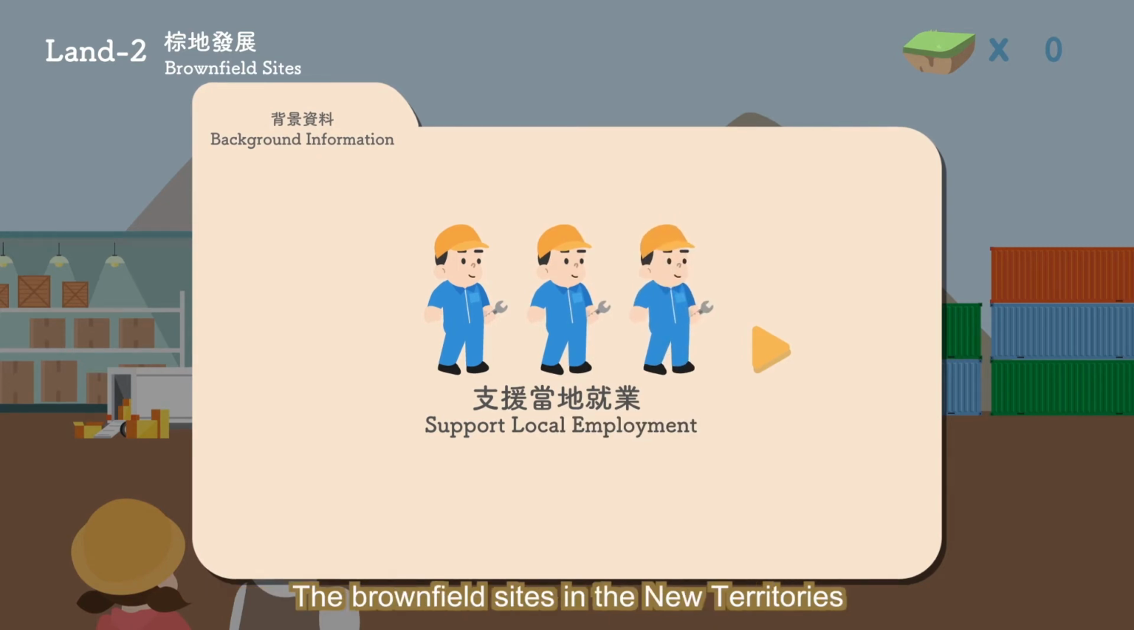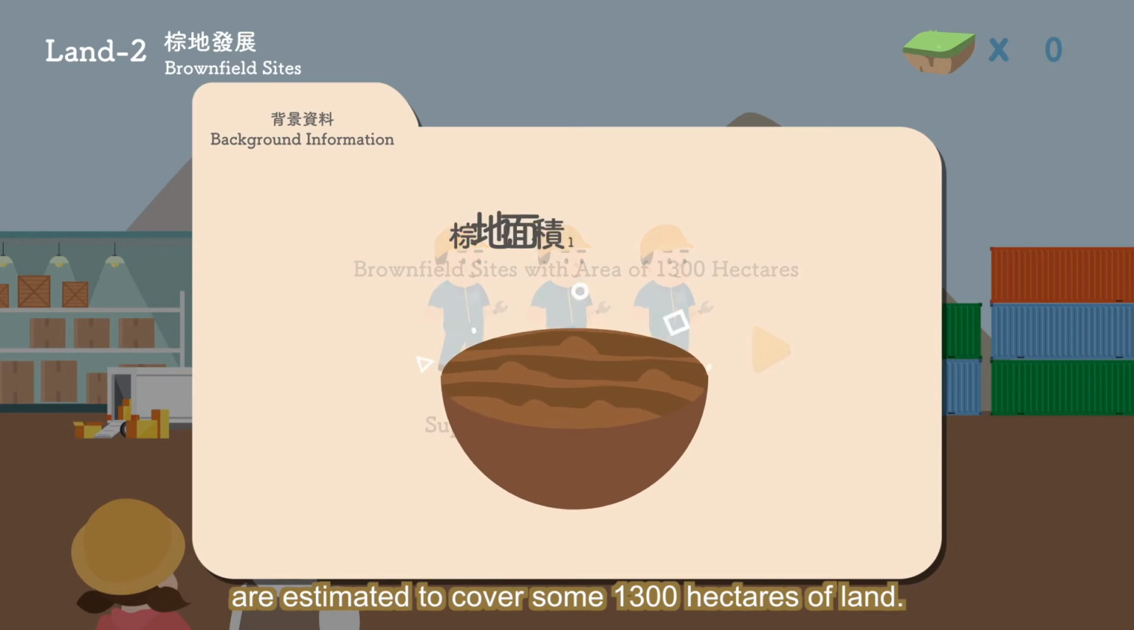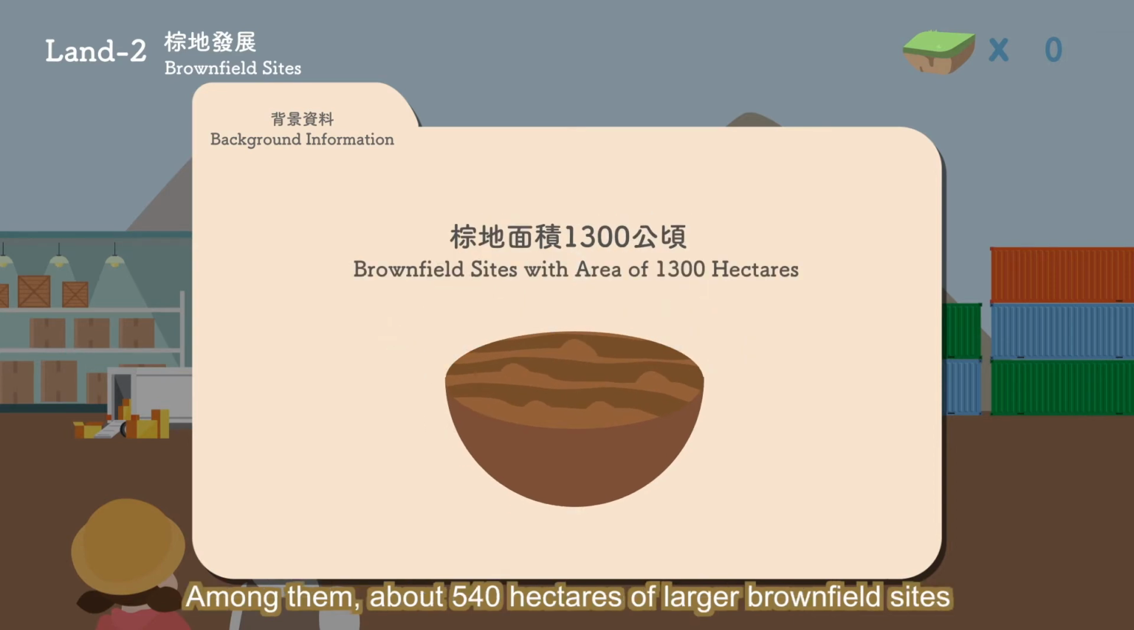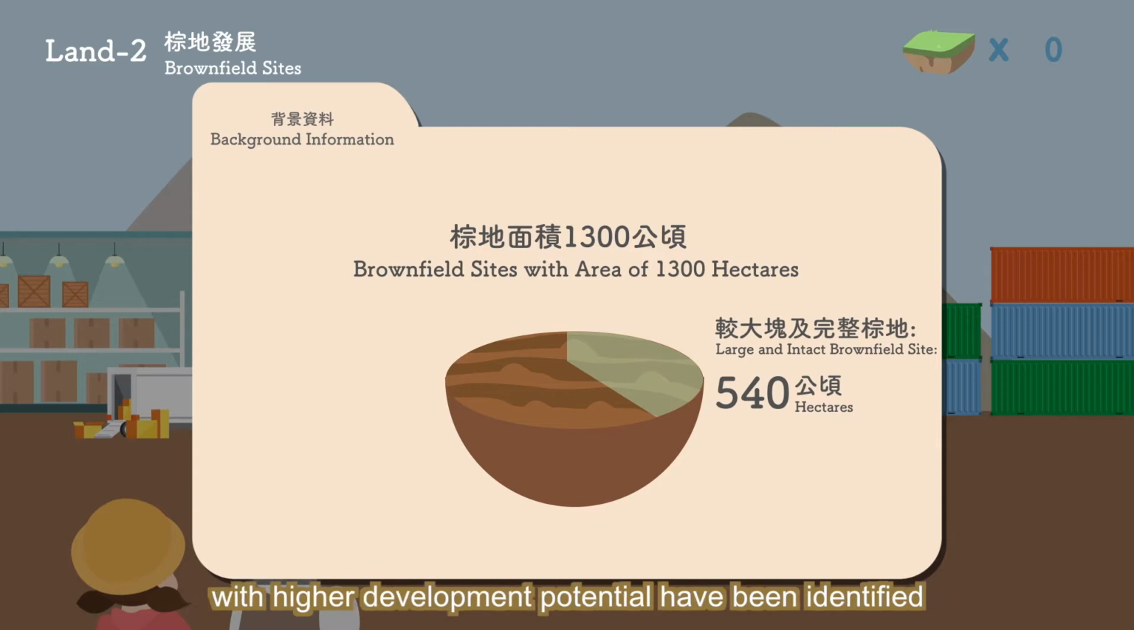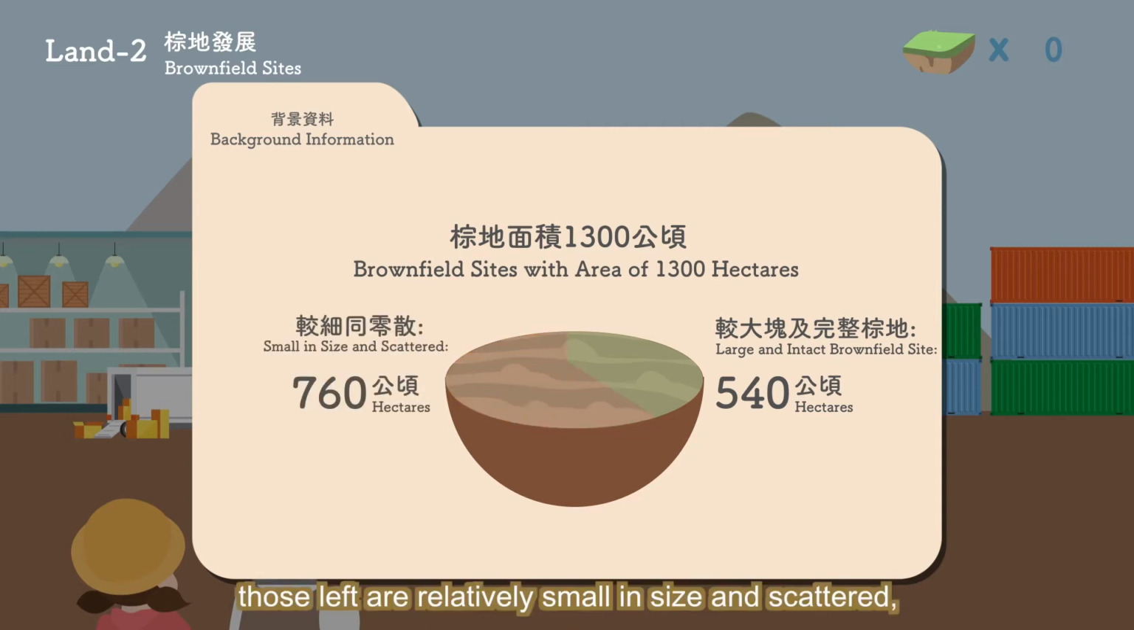The brownfield sites in the New Territories are estimated to cover some 1,300 hectares of land. Among them, about 540 hectares of larger brownfield sites with higher development potential have been identified for comprehensive planning under the new development area projects. Those left are relatively small in size and scattered, making them difficult to develop and generate economic benefits.